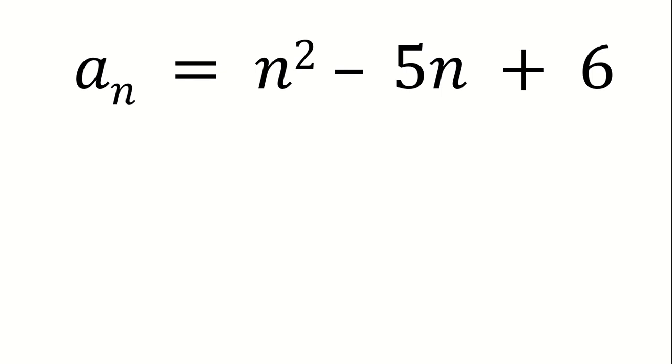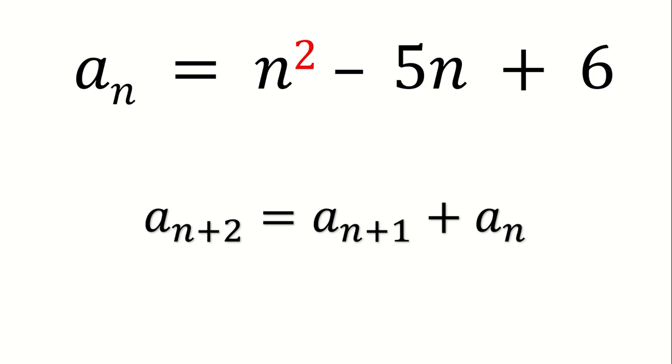So first of all, we need to check the degree of the explicit equation. The degree is the biggest number among the powers of n. So the biggest number is 2. So the recursive sequence is something like this: a_(n+2) is equal to a_(n+1) plus a_n. We have only two terms after a_n. If the biggest power were 4, the recursive sequence would have 4 terms. So based on the biggest power, we have the number of terms in the recursive equation.